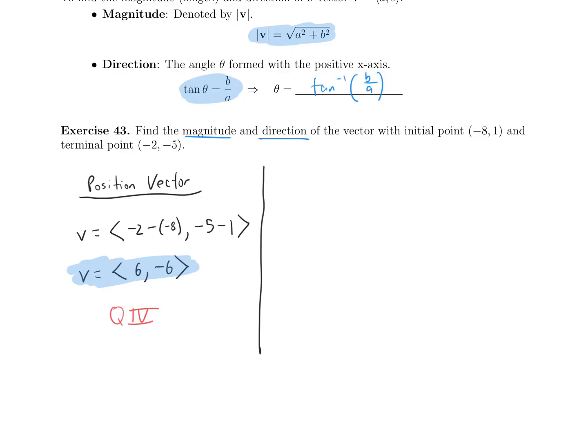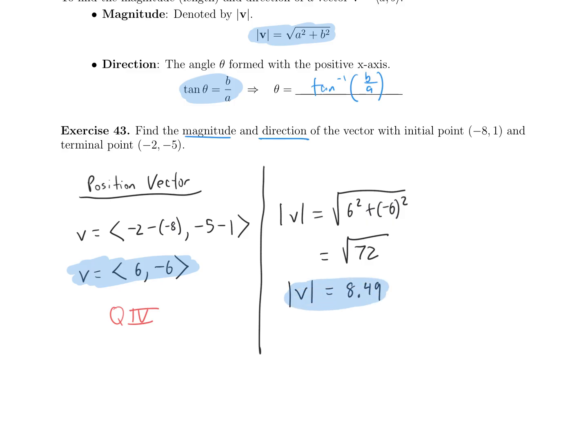Okay, now we want to find the magnitude. So remember, the magnitude is notated by the absolute value of the position vector, the square root of a squared plus b squared. So that would be 6 squared plus negative 6 squared, which is 36 plus 36, which is 72. Well, that's the same thing as, let's get a decimal. For these vector problems, usually you want a decimal. So if you type that into your calculator, you should get approximately 8.49. Let's just round to 2 decimal places for that. So that is the magnitude of the vector, or the length.